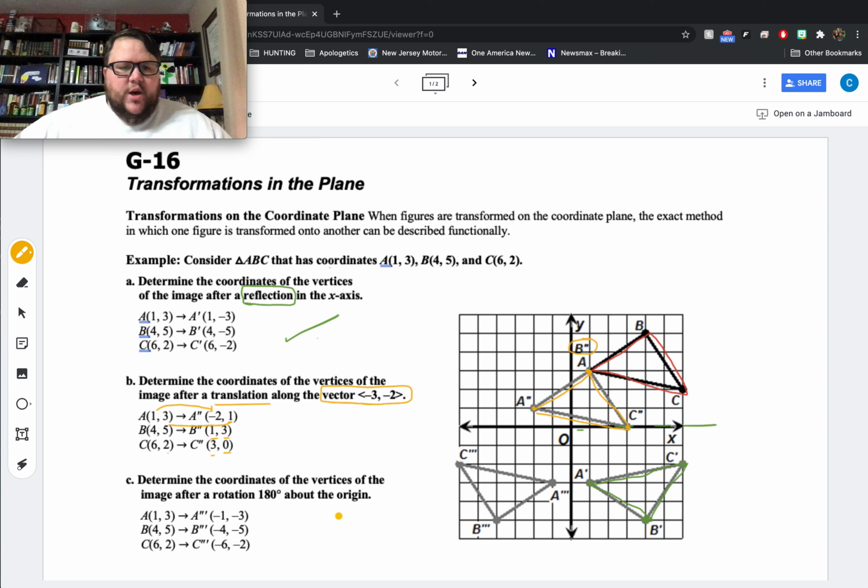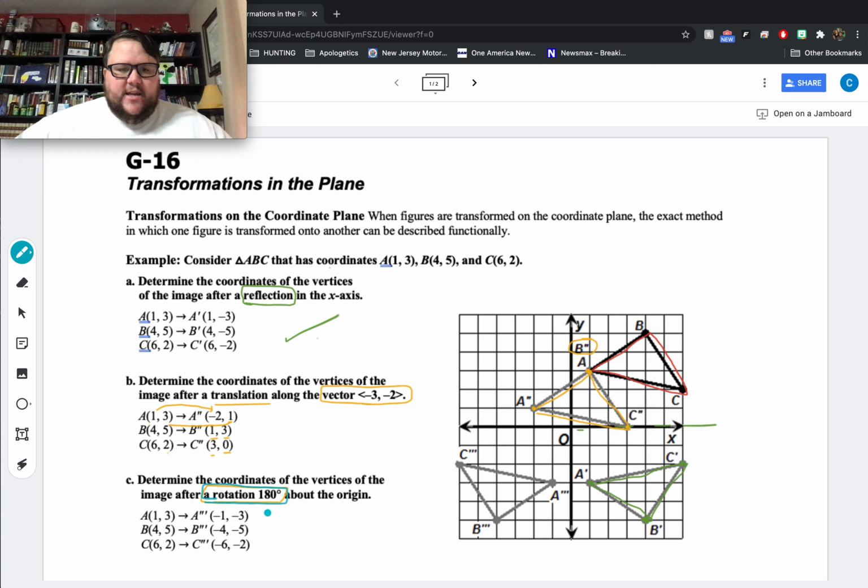Now, the next one is the coordinates of the vertices of the image after a rotation. So we're going to rotate 180 degrees. By and far, the rotation is the harder one to do. But when we have 180 degrees, we know that we're just going to change both of the signs. So we do the opposite of each of the signs. So 1, 3 becomes -1, -3.